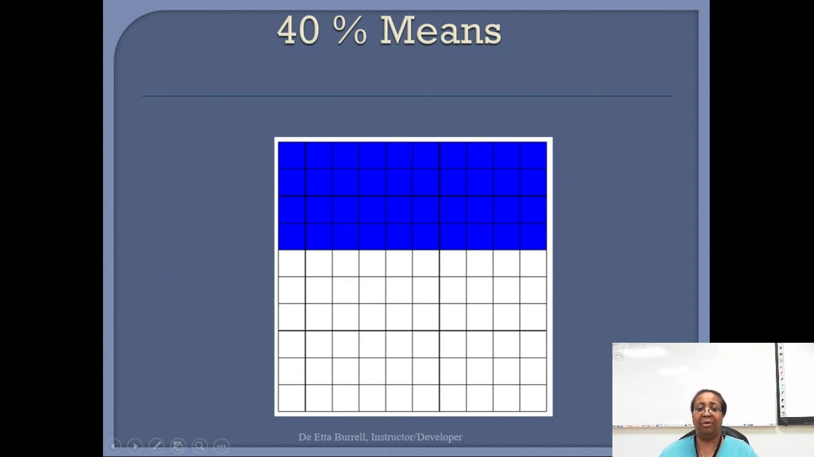Here's a visual representation of 40%. I have 100 squares here, and of the 100, 40 are blue. So 40 out of 100 is what this means for 40%.